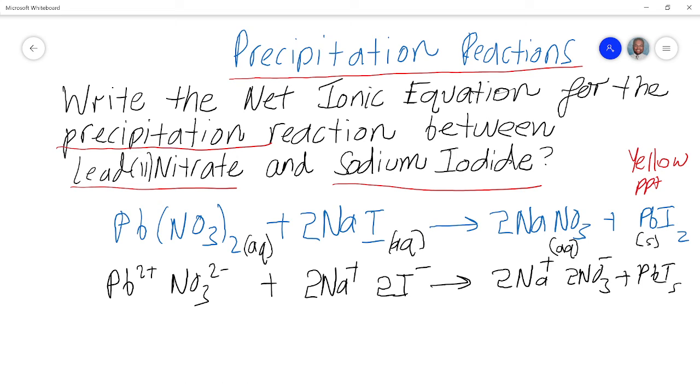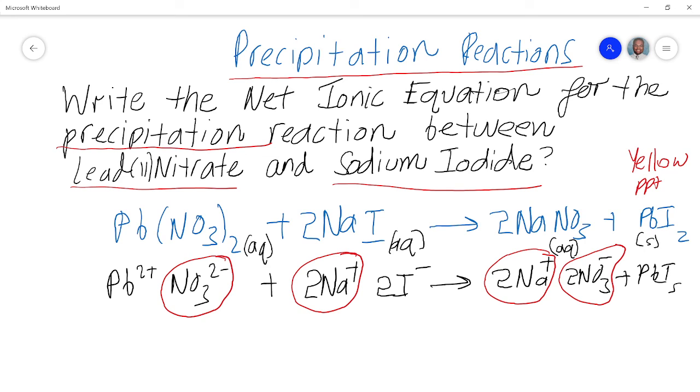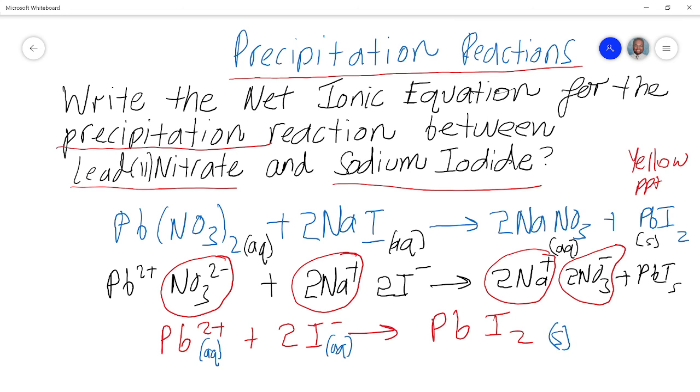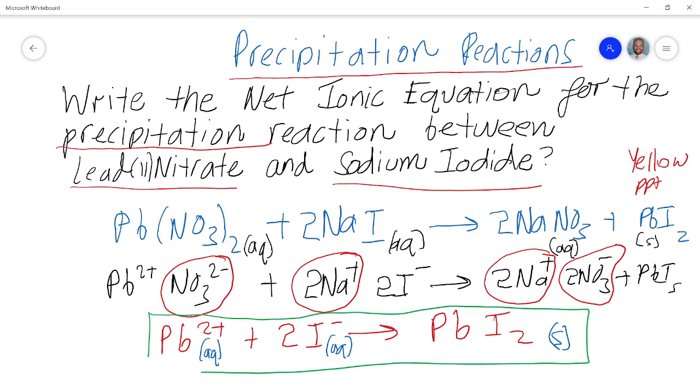All right, so what I'll do is I'm going to cancel my 2 NO3-, because that's what's there as well, my 2 Na+, because that's what's there, and finally my answer or my net ionic equation becomes Pb2+ plus 2 I- to produce PbI2. All right, so that now becomes an aqueous solution. That's an aqueous solution, and that now forms my solid precipitate. And that tells you that you've got one reactant Pb2+ that is aqueous, 2 I- is aqueous. They react together to form PbI2, which becomes a solid, and this therefore is my net ionic equation.